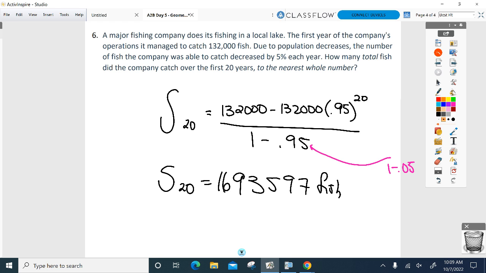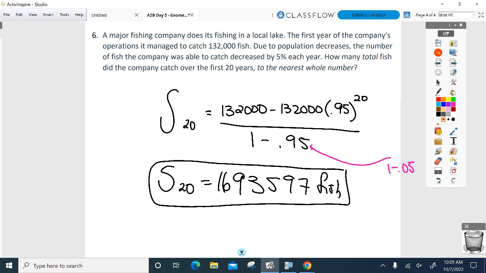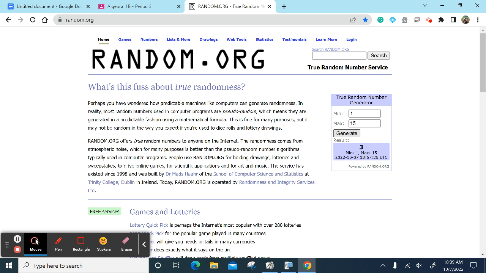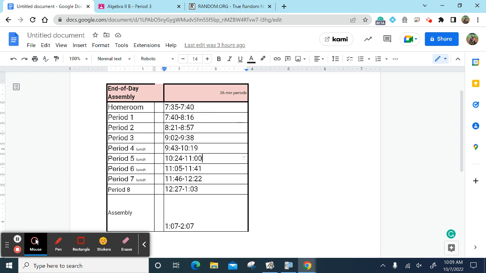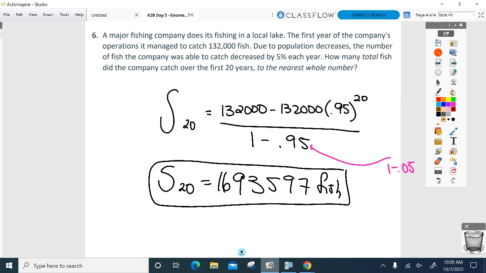Oh, about 1.7 million fish. Any issues? Okay, looks like we still have plenty of time here. Fourth period, right? 10:19, 10 minutes. Yep. So we can go right to Delta Math, or you grab a book and finish up yesterday's assignment. Check your answers on Classroom.